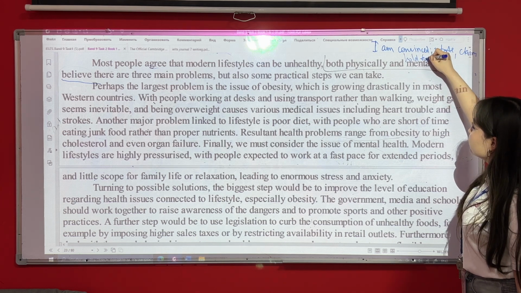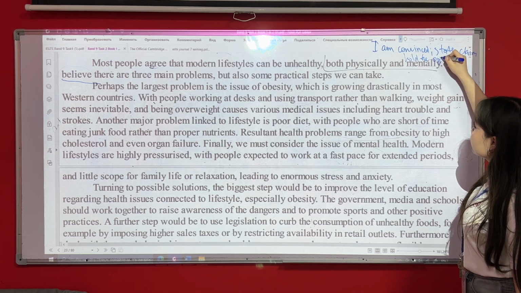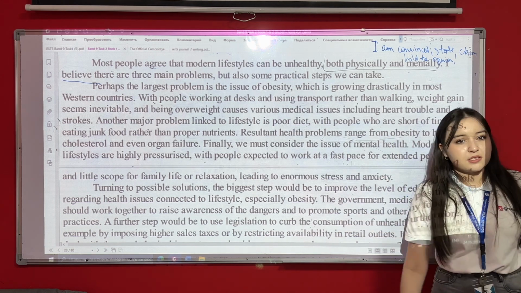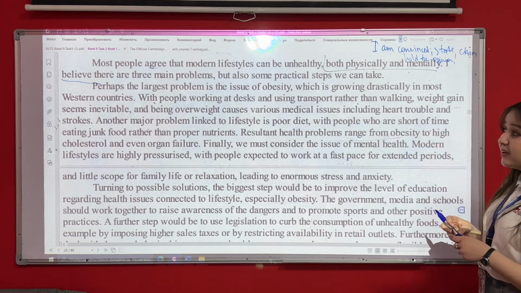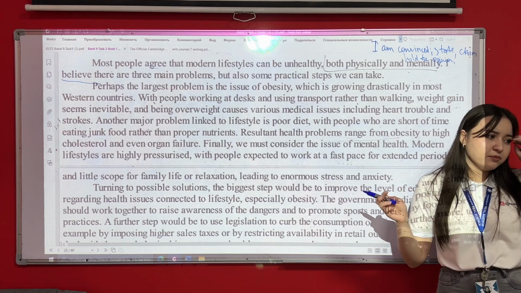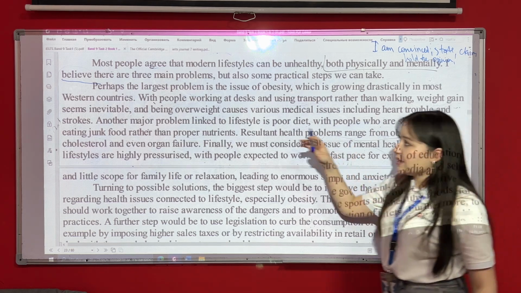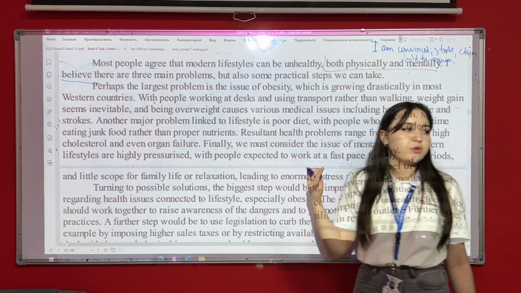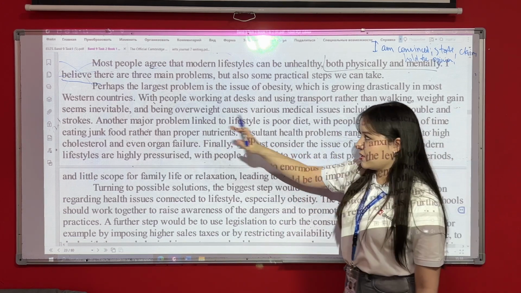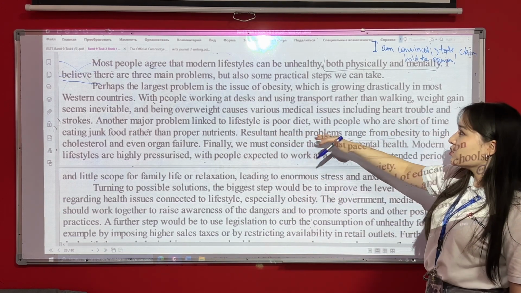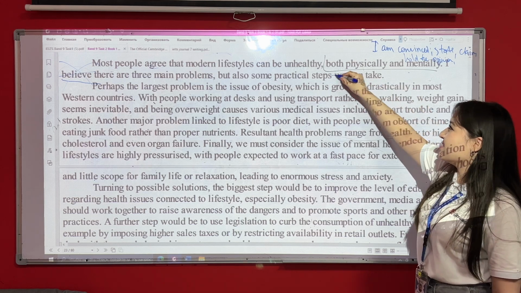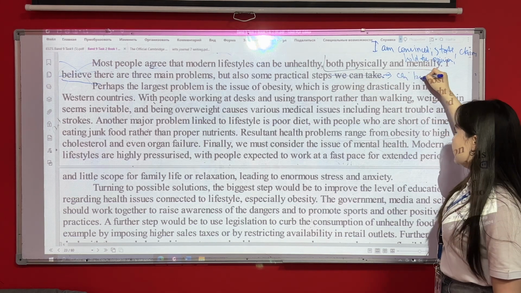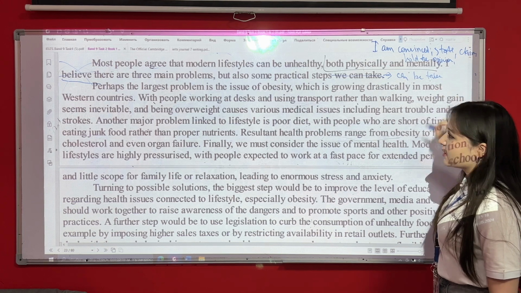I consider, as far as I am concerned, right? And something. But guys, here, are they asking for your opinion? No. So this should not have been included at all. So you have to say that there are 3 main problems, but also some practical steps that we can take. Passive voice: that can be taken. Very good, that can be taken.